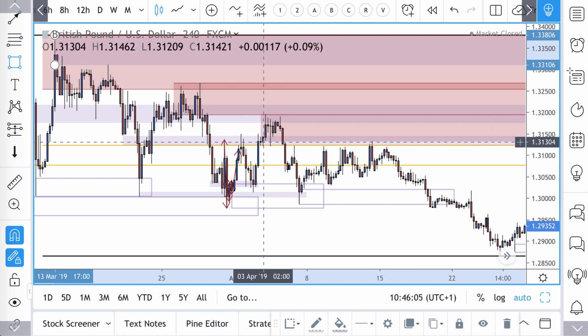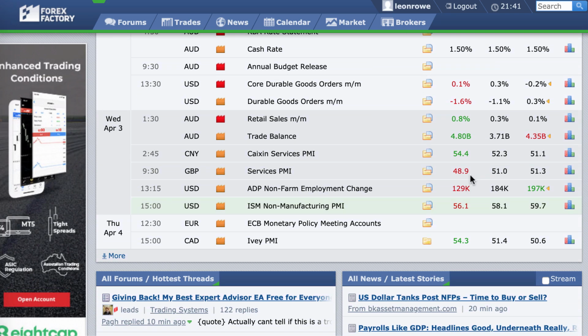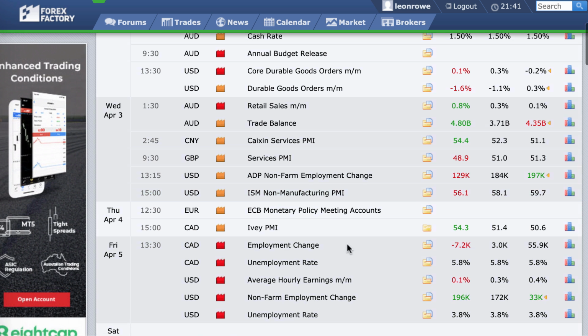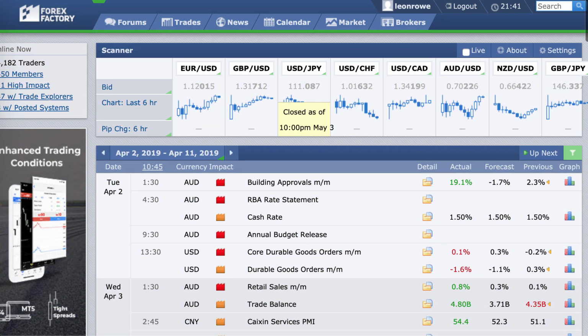Traders probably buying the pound, because the dollar on the 3rd had some disappointing news. The pound didn't necessarily have the greatest news either, but disappointing. So 4th, 5th, and then average hourly earnings. Non-farm came out okay. That came out alright. I think it's a decent CPR zone, to be fair.